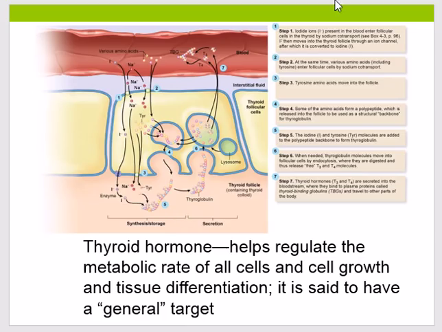And thyroglobulin is a chain of amino acids that has both tyrosine and iodine added to it. And this is from your textbook, and there's a summary on the side here. Okay, so once again, thyroglobulin is a chain of amino acids that has both tyrosine and iodine added to it.